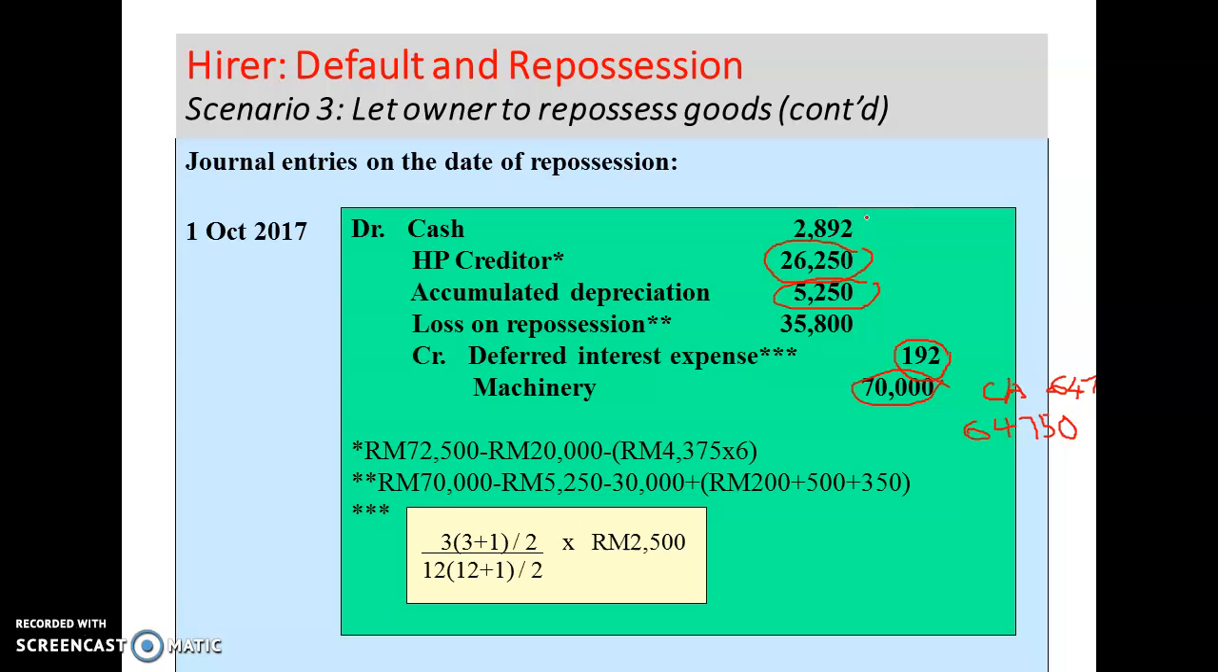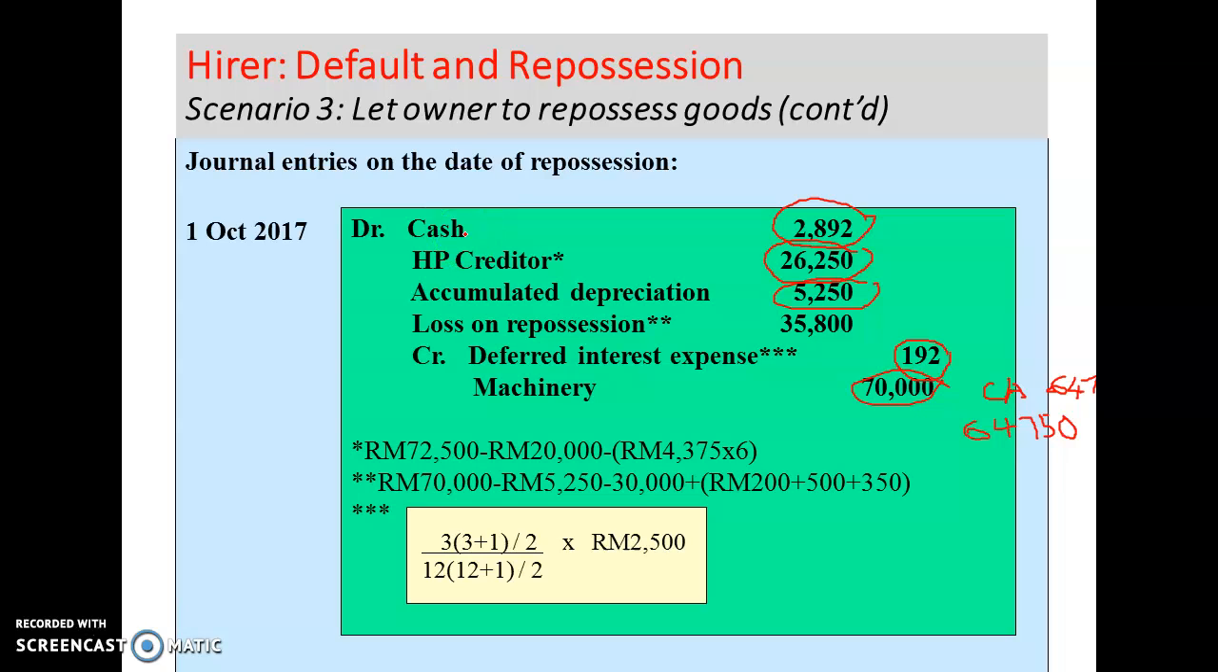So just now we have made the previous calculation. We compare the repossessed goods value plus total paid with the amount payable, and we find that the difference of 2,894 is the amount that needs to be paid by the owner to the hirer. So the hirer will receive this payment, and that's why we debit cash in the book of hirer.